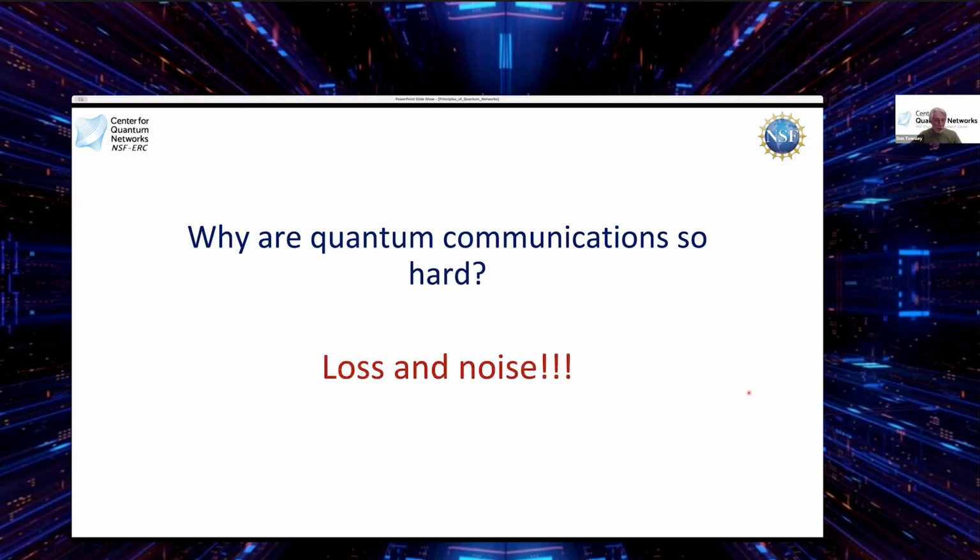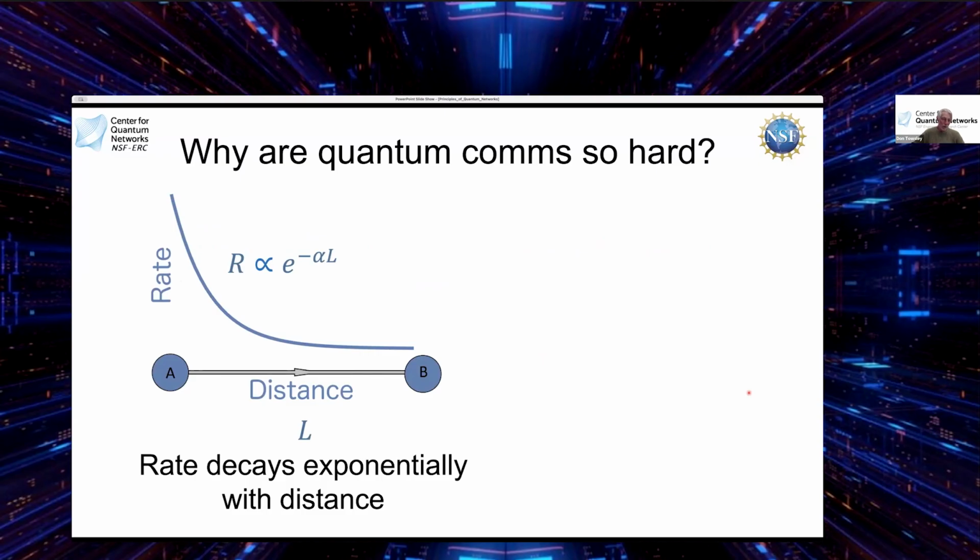And it's because photons can suffer loss, and there is noise in the environment that can essentially corrupt the quantum information, whether it's a Bell state or some qubit. And so let's start off with worrying about loss. We have Alice and Bob. They're a distance L, let's say kilometers, apart.